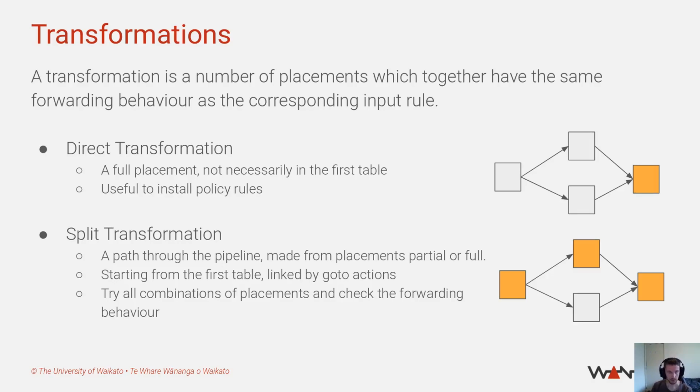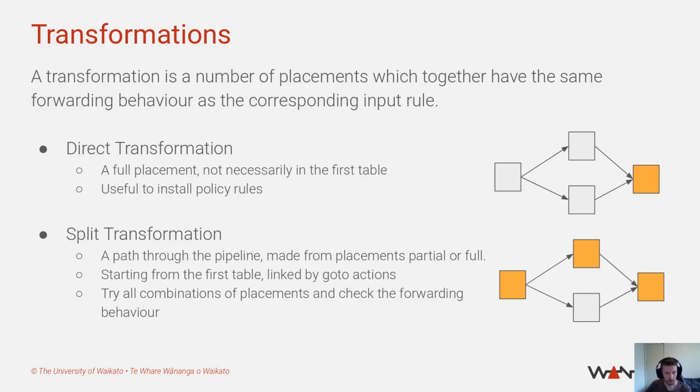From these placements, we then define two different types of transformations. A direct transformation needs to be a fully placed rule. That is to say, there are no fields or actions or matches remaining unplaced. And that can be placed in any table in the pipeline. It doesn't necessarily have to be the first. The idea is this is useful to install policy rules where we don't mind how packets get to the table, but we want to apply a forwarding decision or firewalling decision to all packets that go through a table.